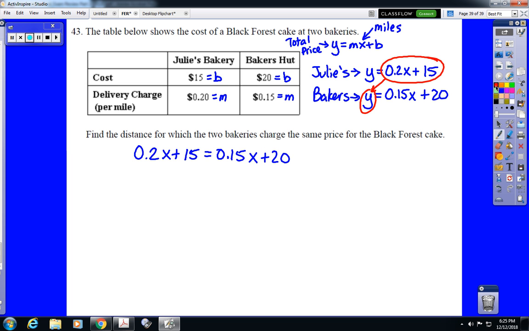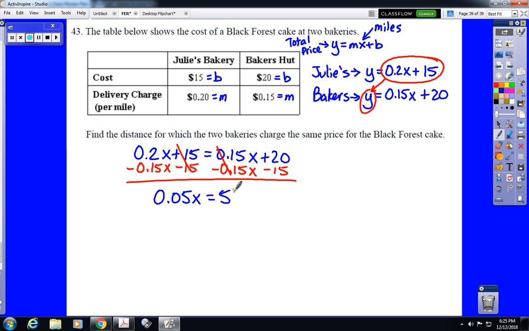Now it's got a decimal in it, but it's not any harder than any other linear equation to solve. We need to move the x's to one side, so we subtract 0.15x from each side, and we need the numbers on the other, so we subtract 15 from each side. When we do that, we get 0.05x, check your calculator, equals 5. 0.2 minus 0.15 is 0.05. Then we divide by 0.05.